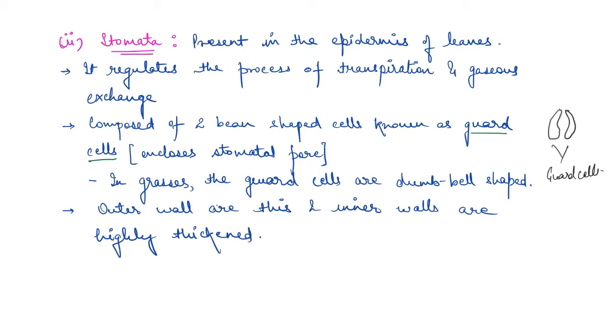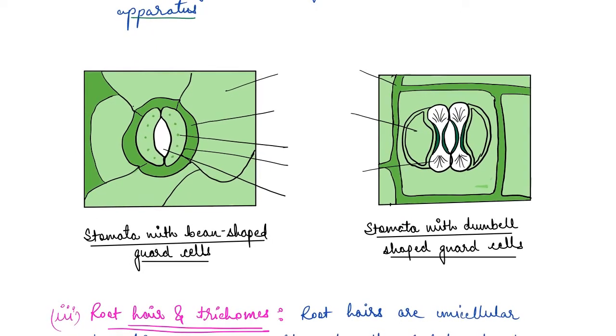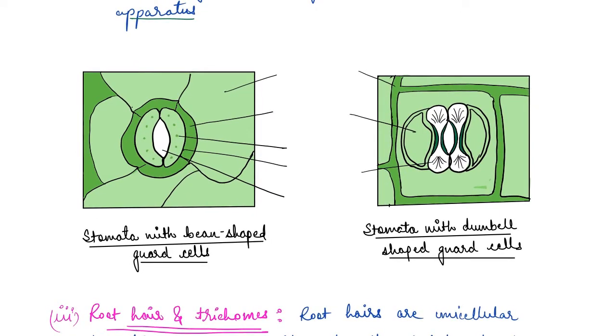Now remember that in the case of grasses, these guard cells are not bean-shaped but dumbbell shaped. Let me show you this with the diagram itself. Right, so this is the representation of bean shaped, and these are the dumbbell shaped guard cells, right? Basically, these guard cells enclose the stomatal pore in both the cases, right?